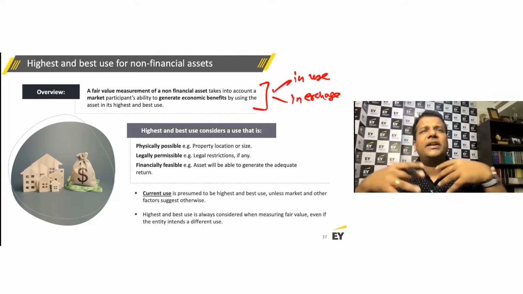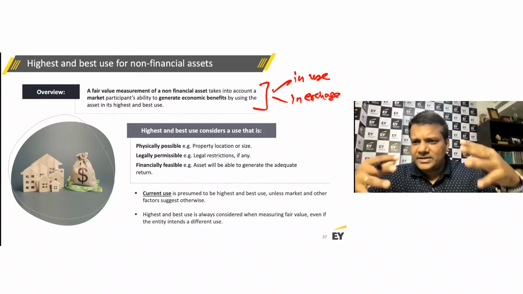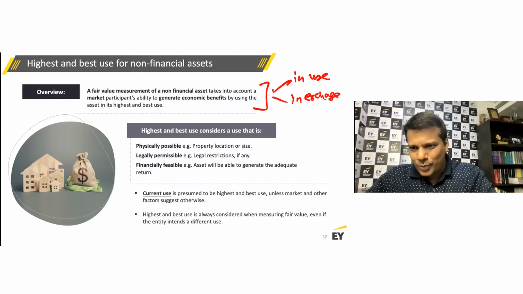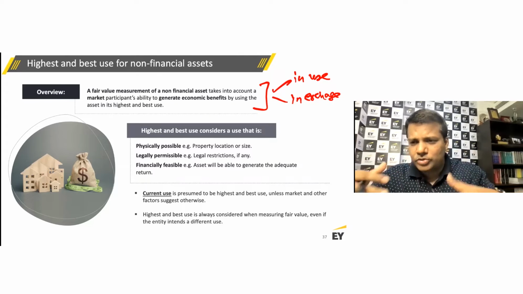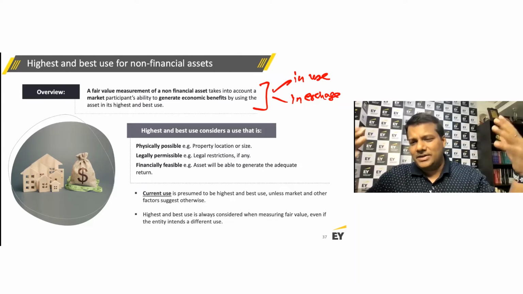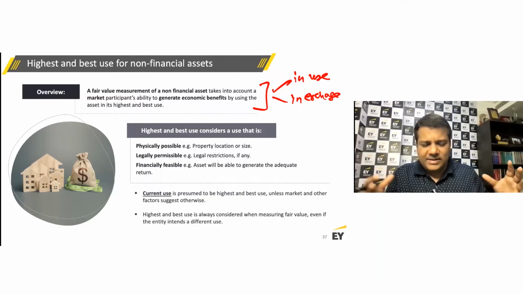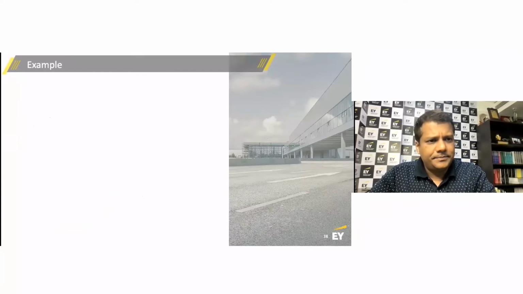It is presumed that if I'm a rational, economic investor, I'm going to use an asset for the best possible use. If I can't generate return, if I believe that I can make more by selling, then I want to sell it and exit out of that asset. Or if I believe I can generate more return by using it, then I want to continue to use it. You have to make very dispassionate investment decisions. That's the whole objective, the underlying principle in the standard.